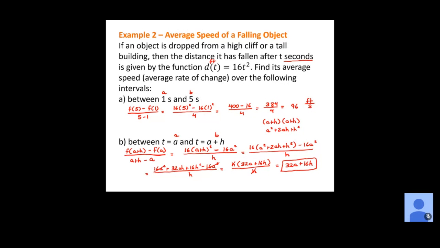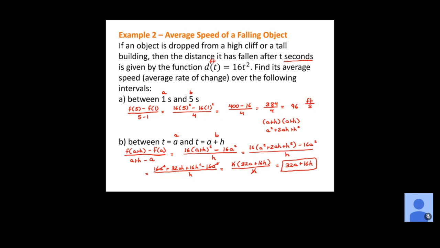Any questions about the steps for that one? And you might be asking, why would you ever want to do this, right? What's the purpose of using a and a plus h? Well, what we've done now is we've created a generalized formula for the average rate of change of this function for any two t values that I want.